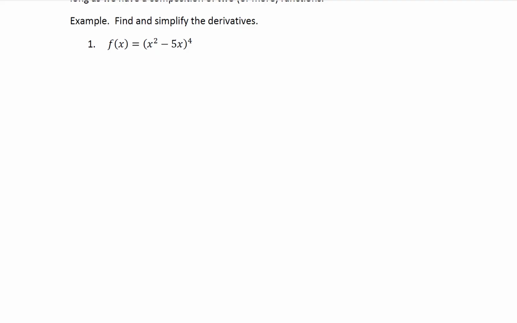Okay, now let's look at some examples using the chain rule. So for the first one, f of x equals x squared minus 5x to the fourth. So remember, the easy way to think about this is think of this inside function as if it's just a blob. So here I'm going to say that blob is equal to x squared minus 5x. So now we know f of x is just blob to the fourth power.